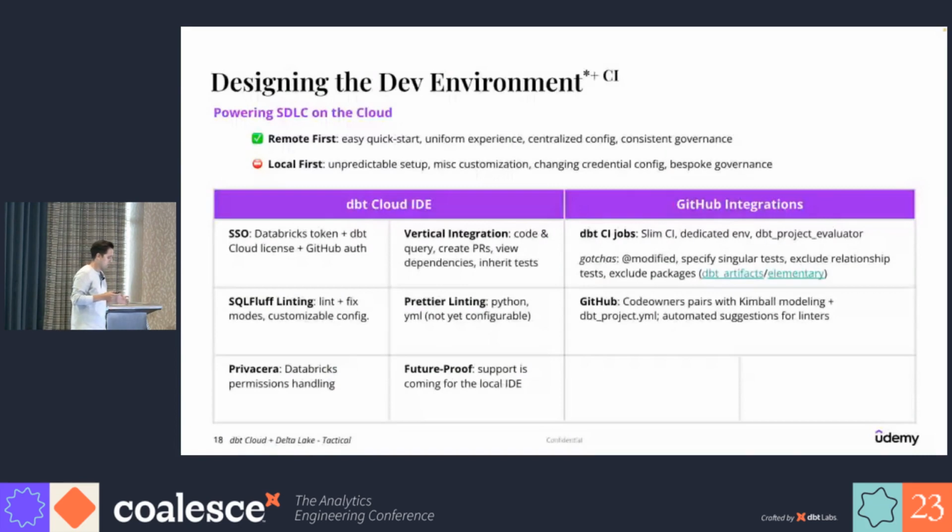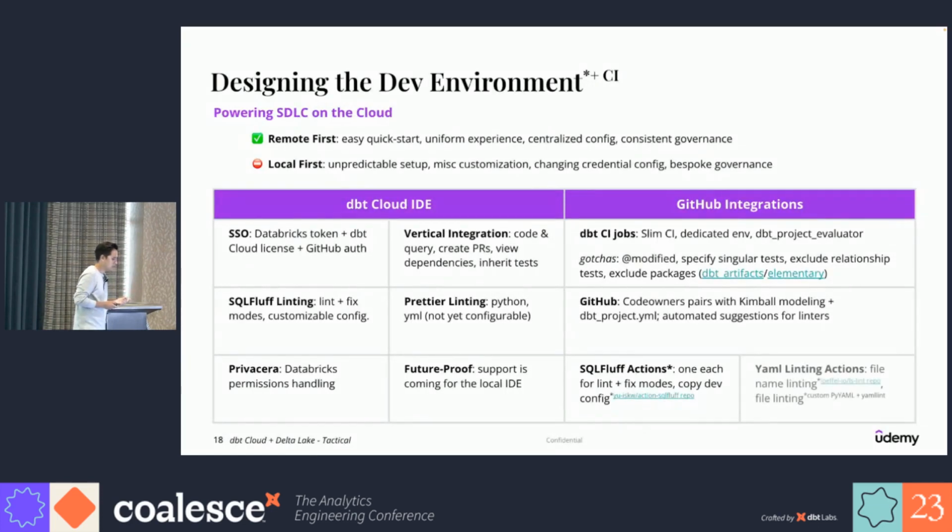Second thing we looked at is, of course, with GitHub, you get great stuff like code owners, so that pairs really well with our Kimball ideas and the dbt project YAML, but also really leveraging the automated suggestions that you can get out of GitHub. So those have been super cool for us, especially with SQLFluff Actions. We've used that a bunch. So directly in the PR, you can get these automated suggestions. You can batch them into a single commit. And we're running both lint and fix modes. So it's surfacing a bunch of things. So again, we don't have to pull developers outside of this really straightforward remote experience. And we're doing the same thing on the YAML side. We're not using Prettier at this point, but we're doing things around file naming and the file contents themselves as well.